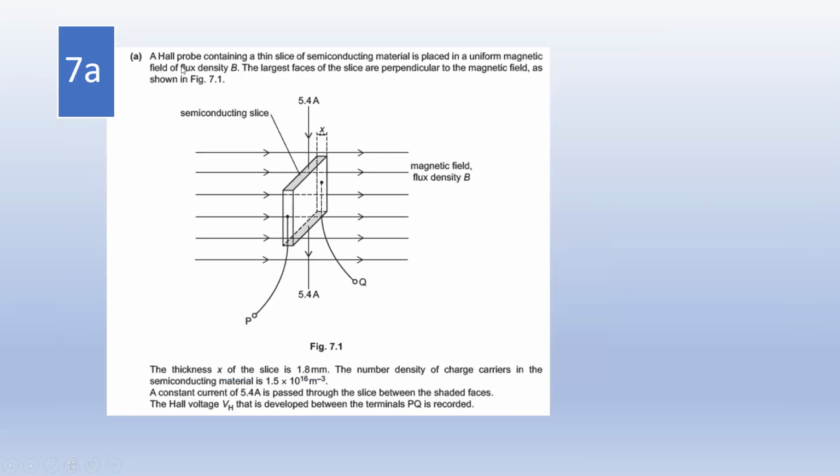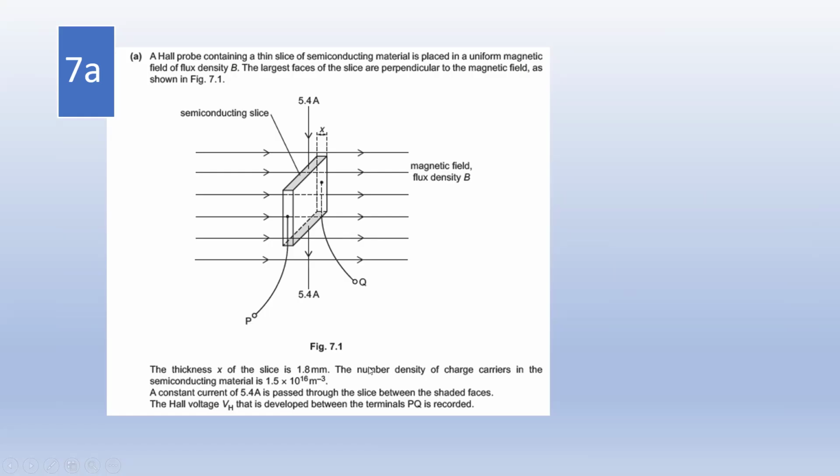A probe containing a thin slice of semiconducting material is placed in a uniform magnetic field of flux density B. The largest faces of the slice are perpendicular to the magnetic field as shown in figure 7.1. The thickness X of the slice is 1.8. Remember, there's your thickness. Thickness is always parallel to the magnetic field on this side. That's your thickness X.